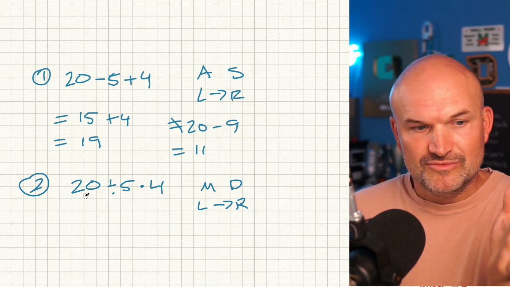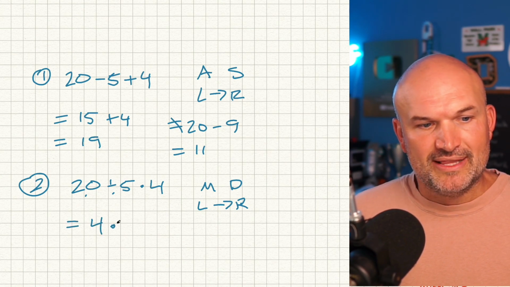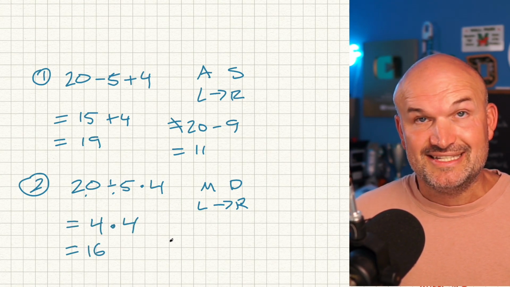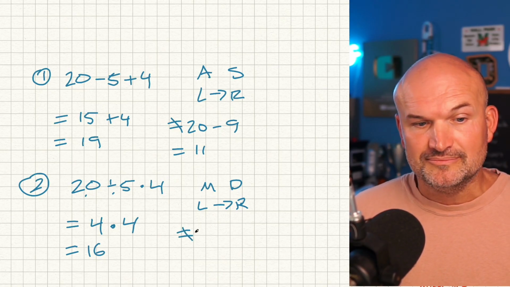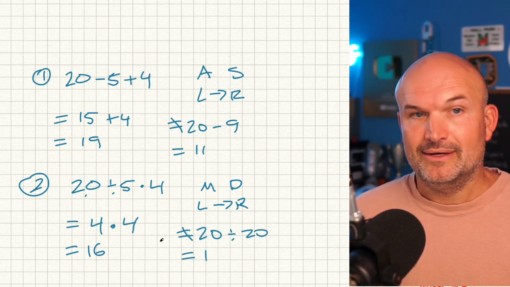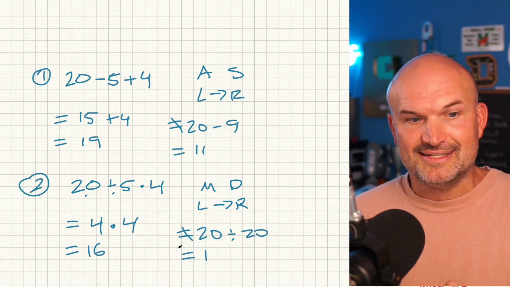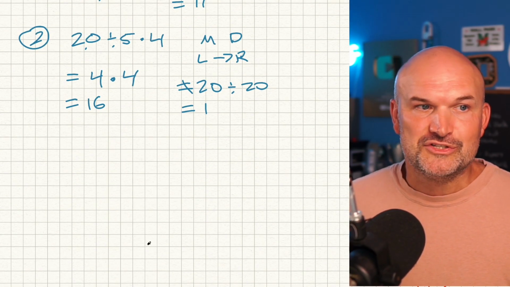So again, in this example, 20 divided by 5 is simply going to be a 4. And then we multiply that by 4, which is going to give us a 16. And you can see if you make the mistake, you do multiplication before division, you'll get 20 divided by 20, which is equal to 1. And you can see, guys, these answers are not the same, right? So it's very important to make sure we are following the order of operations correctly.